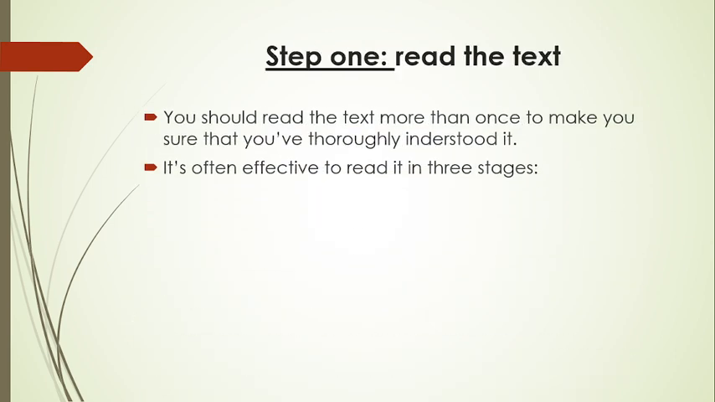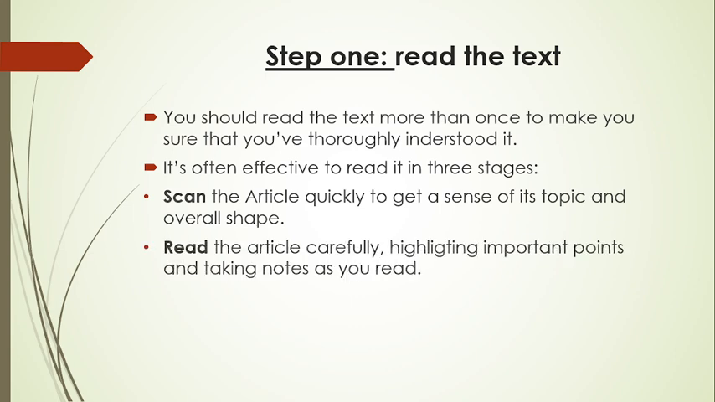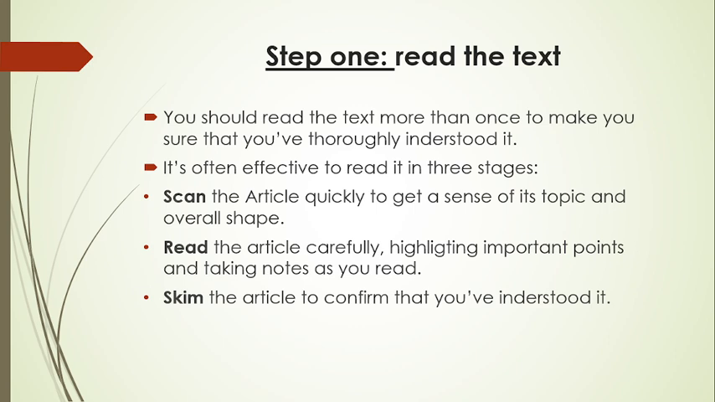So, step 1 is to read the text. You should read the text more than once to make sure that you have thoroughly understood it. It's often effective to read it in 3 stages. First, you scan the article quickly to get a sense of its topic and overall shape. Then, read the article carefully, highlighting important points and taking notes as you read. And the final stage is to skim the article to confirm that you have understood it.